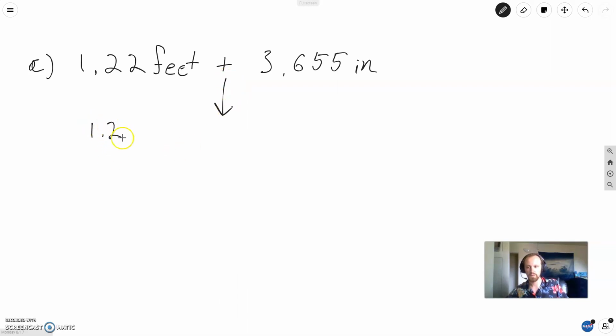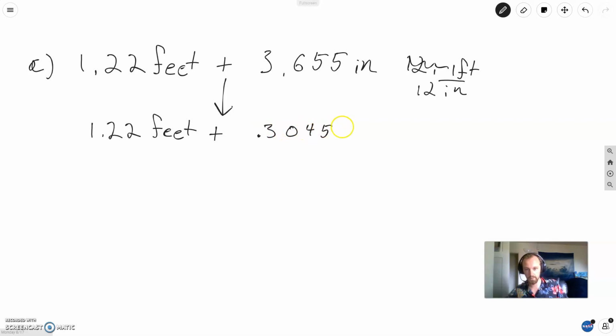So 1.22 feet is already feet. And then plus 3.655 divided by 12, because there are 12 inches in 1 foot. So then that will be 0.30458 feet. You always want to hang on to every digit until you get to the very end.